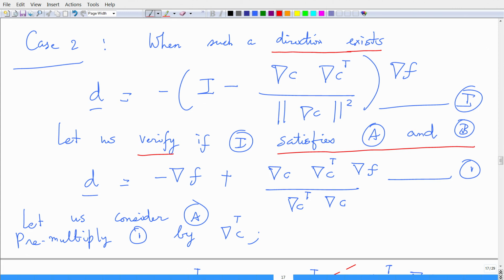Now, D equals, I just expand this out. I times del F is del F, and there is a negative sign sticking out, minus del F, so the negative and the negative is a positive here. It is going to be del C times del C transposed times del F upon norm of del C squared, and norm of del C squared can be written as the inner product of del C and del C, del C transpose del C. This is the inner product, and here this is the outer product.